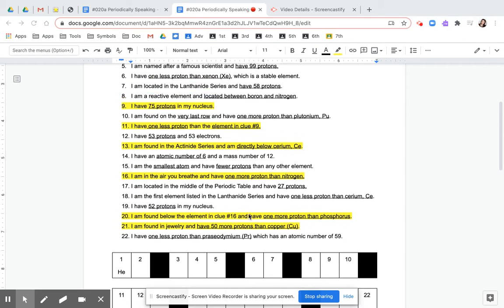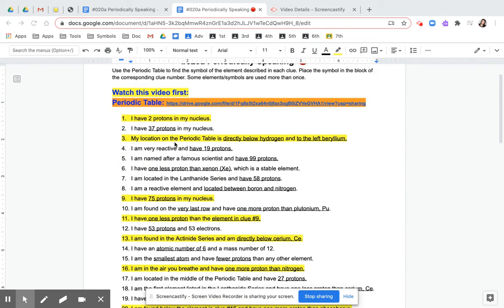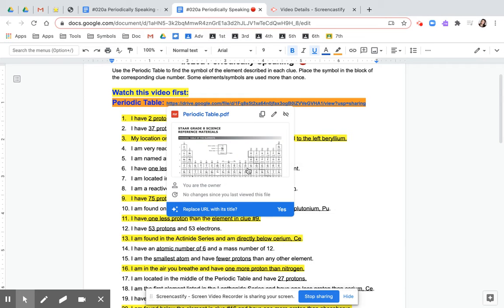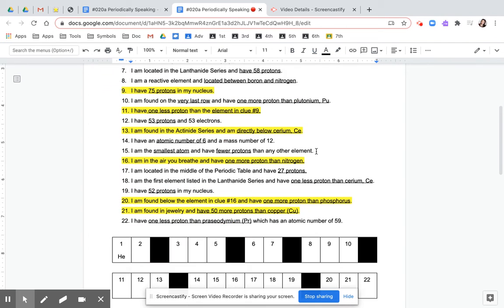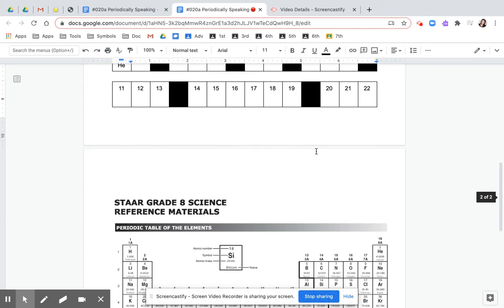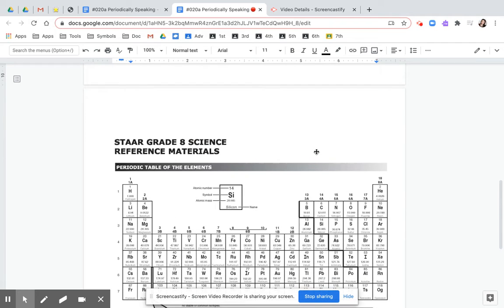So I'm going to do a couple with you, okay? So let's look at the first one. It says, I have 2 protons in my nucleus. So the clue here is that there are 2 protons, okay? So you need a periodic table. You can click right here to get your periodic table. If that doesn't work, I copied one down below, okay? So it said 2 protons.